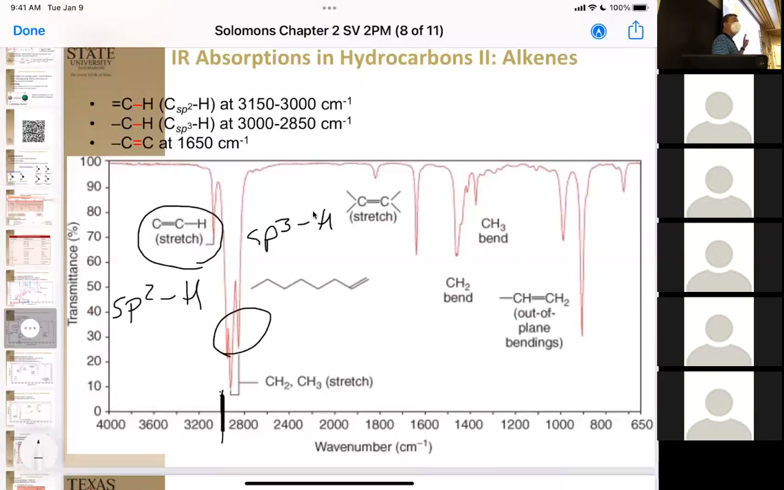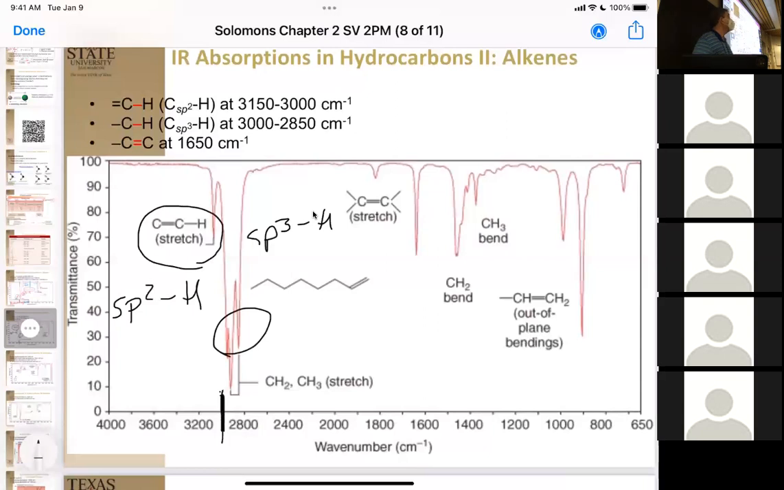And now when you go to sp, you spread one s orbital out over 2 hybrid orbitals. And if there's a hydrogen bonded to it, that is now half s orbital, and it's going to go up even higher in energy. So you can tell the difference between an sp3 hybridized carbon hydrogen, an sp2 hybridized carbon hydrogen, and an sp hybridized carbon. So that means you can tell the difference between an alkane, an alkene, and an alkyne just by looking at 3000.